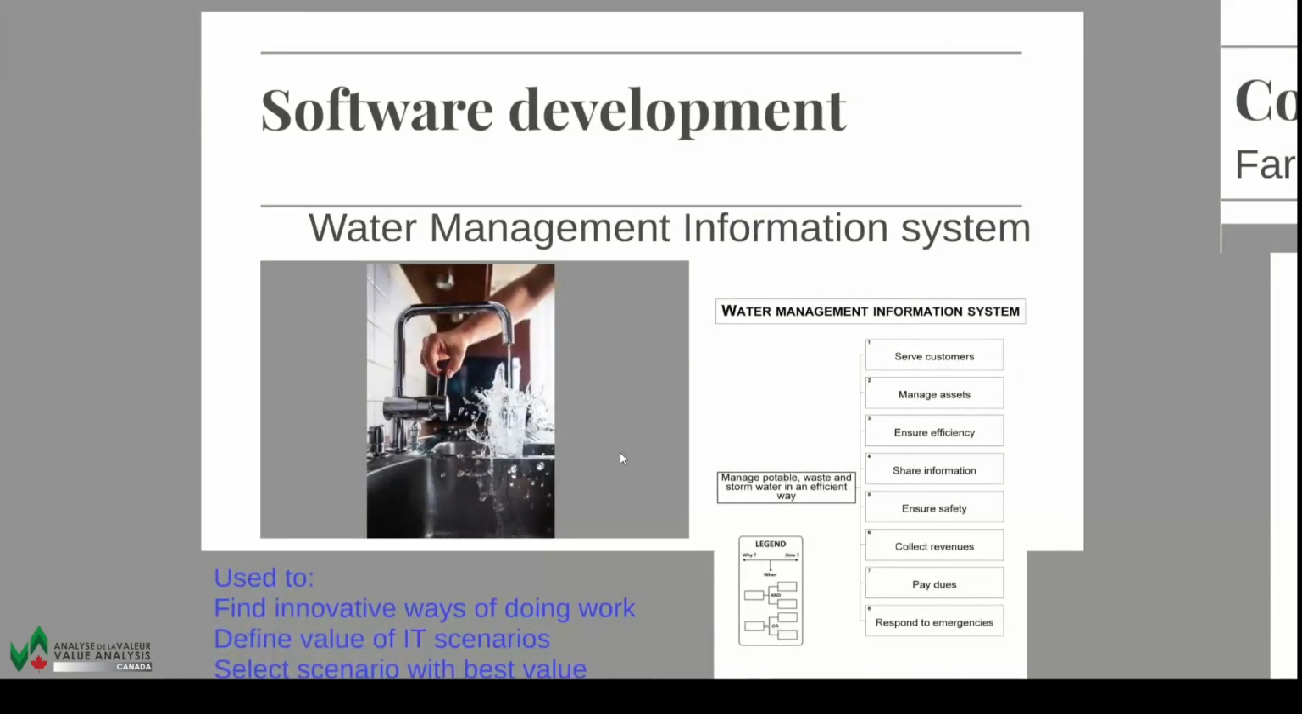Software development is another example. This is a water management information system for a city, where the information system was used to manage potable, waste, and stormwater. So how do we do that? Well, first of all, the basic function is serve the customers. That means bring them the potable water and removing the wastewater and taking care of the stormwater. But this system was also used to manage assets, to make sure that the teams were efficient, to share information with different other information systems, ensure safety, collect revenues, pay dues, and respond to emergency.